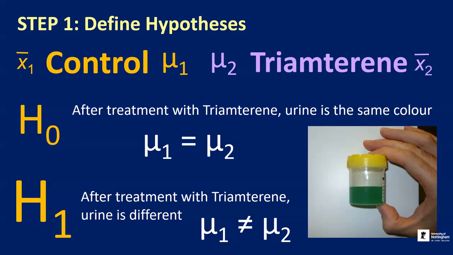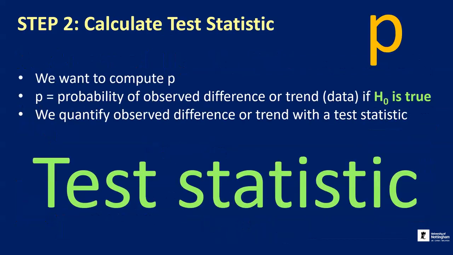So it could even be that triamterene makes your urine less blue. So we're going to allow for that possibility. If we don't allow for it in the hypothesis, then should we find the data go in that direction, we wouldn't be able to reach any conclusion about triamterene reducing the blueness of your urine. So we're going to leave ourselves the opportunity to find either option in the data.